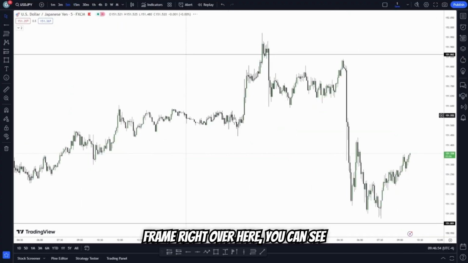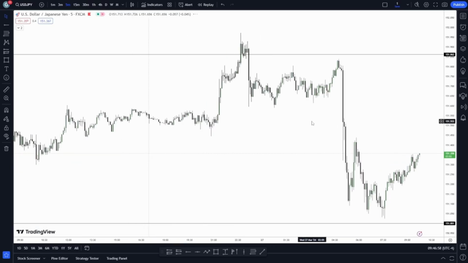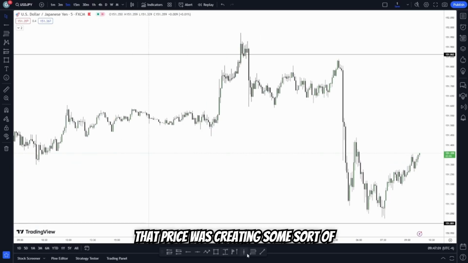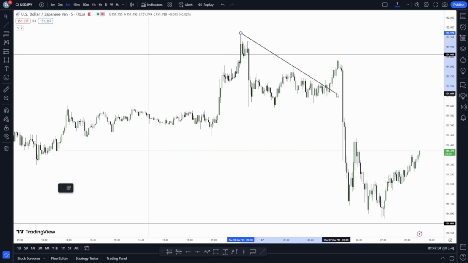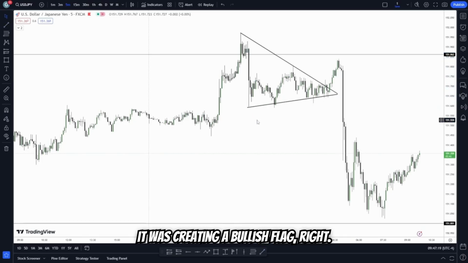But if you go on the 5-minute time frame right over here, you can see that price was creating some sort of a bullish flag, right? And then it gave a trend line break. You can say it was a trend line break, or it was a move showing that the market is going up. But what happened after that?